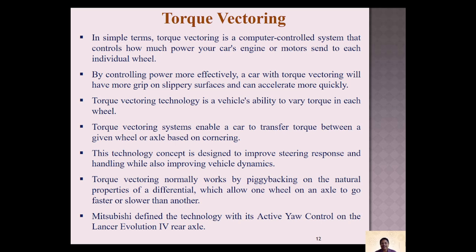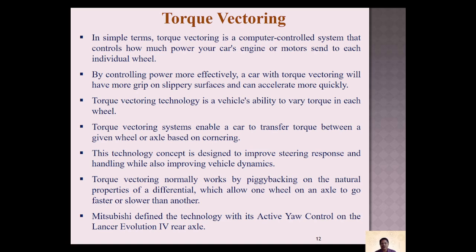It can enable a car to transfer torque between a given wheel or axle based on cornering. If you take a left corner, the left side wheel will rotate less distance. The outer or right side wheel will have more rotation while taking the left curve. So this concept accordingly functions to distribute the torque even to wheels with different speeds. This is how torque vectoring works.